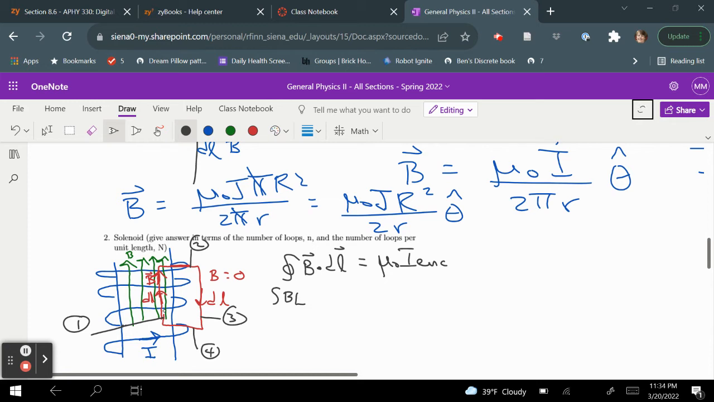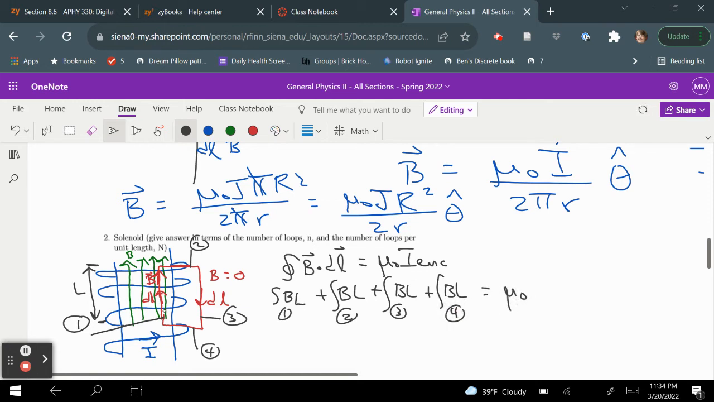So I'm going to have B times L. We're going to call the length from here to here the length of our loop, that's going to be L. So these sides are L. So BL, and let's say we decided on a square, so our loop is a square. So I'm going to have BL for side 1 plus BL for side 2 plus BL for side 3 plus BL for side 4. And that's going to equal mu naught I enclosed.